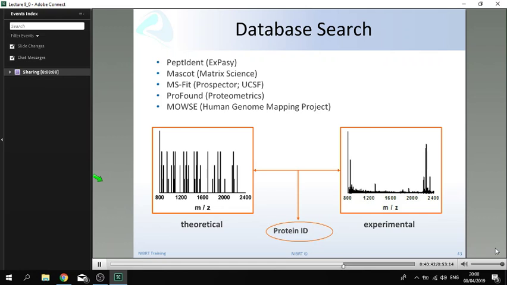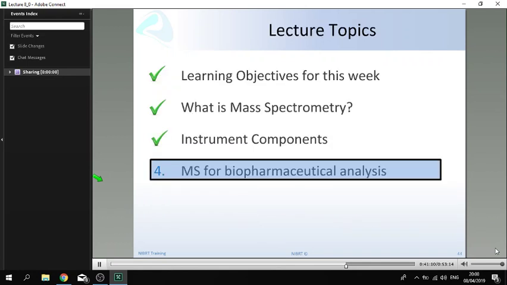Once you get your mass spectra, you can compare them to databases. So you can use different databases such as MASCOT or MSFit or Profound, and you can compare your experimental data to theoretical data, and if you get a match, you can identify what you actually have. So what kind of protein you have, what fragments you have, what are the things that you're actually looking at.